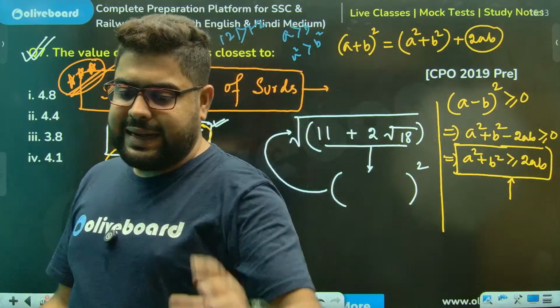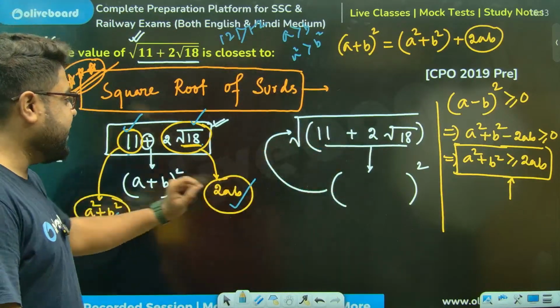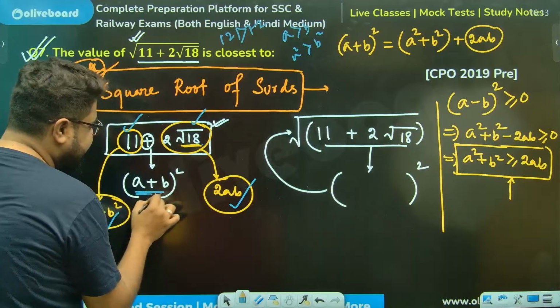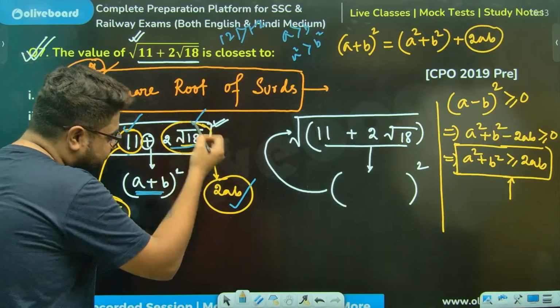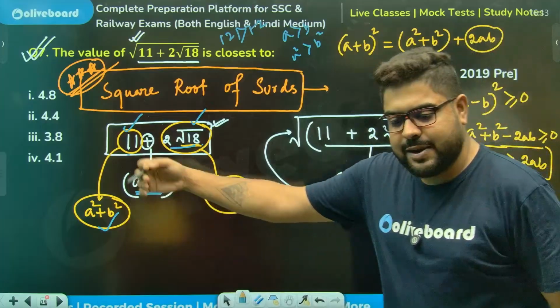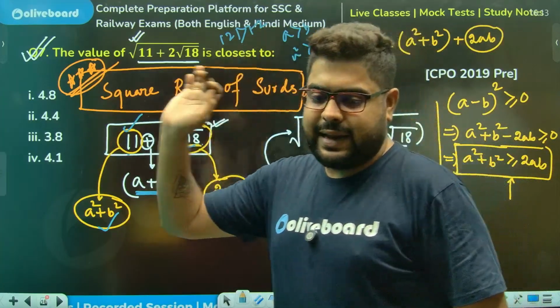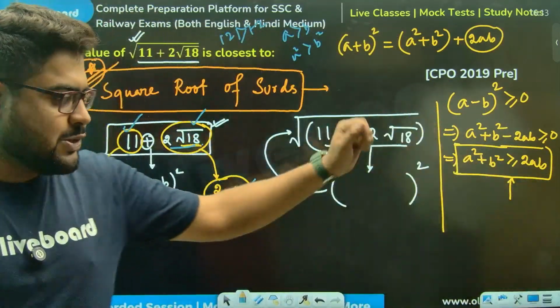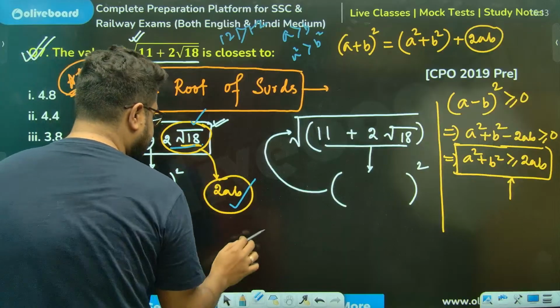But again, 99.99% of the times you will see, sir, that this square root term will be 2ab, and the other term will always be a square plus b square. Clear this much? Chalo. Still not done.